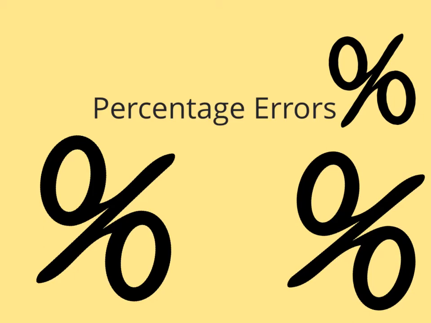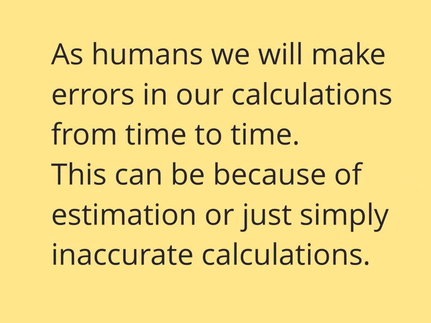Hey guys, so today we're just going to look at a very small chapter called percentage errors and tolerance. As humans, we'll make errors in our calculations from time to time, and this can be because of estimation or just simply inaccurate calculations. And you're going to see as well when we talk about tolerance intervals, we will use these next year when we are looking at statistics.